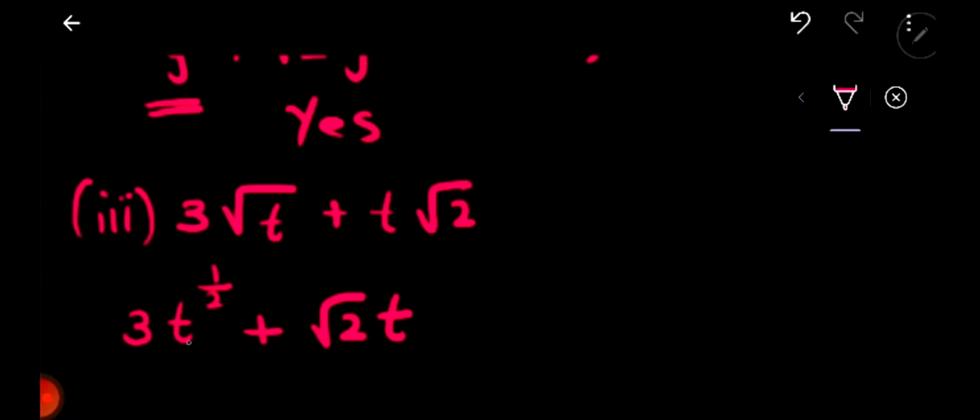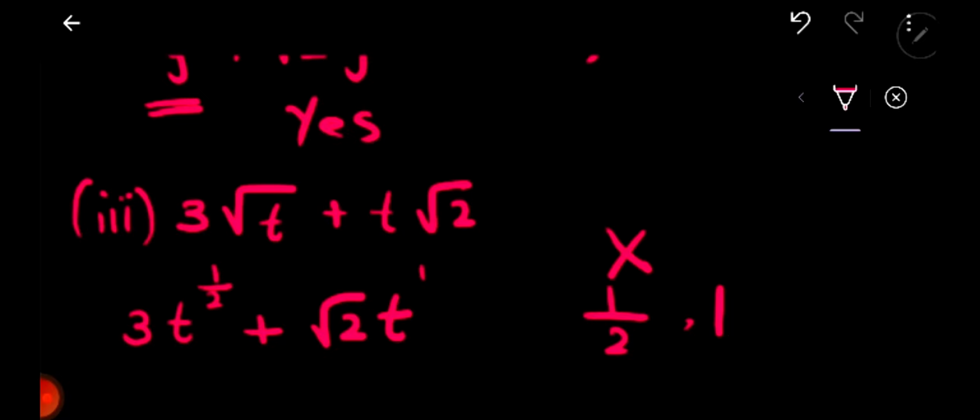And in this expression, t is the only variable. So that we checked. The next thing, we have to check the power of each term. Here the power of t is 1 by 2, and in the second term its power is 1. So the powers are 1 by 2 and 1. But 1 by 2 is not a whole number.